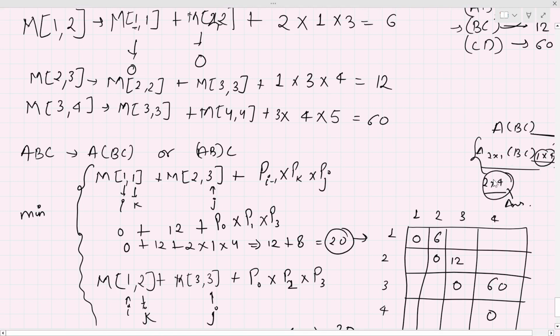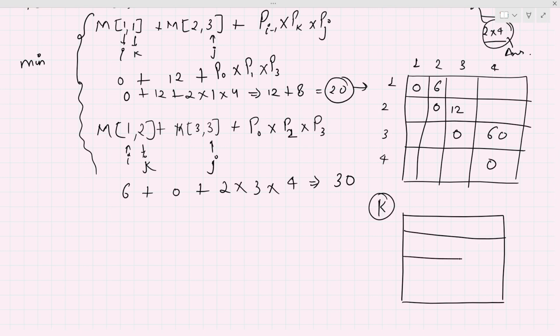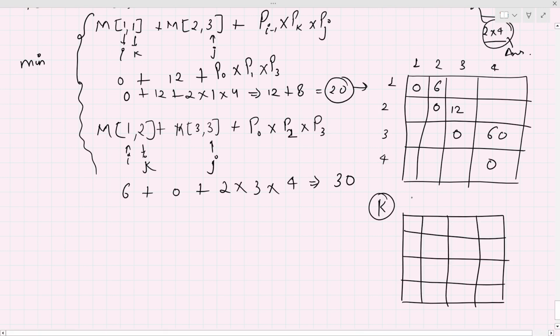Okay, now after solving this whole matrix, after solving this whole multiplication, what we have to do is find the correct combinations. So for that we have to create another matrix. This matrix determines the combination. Okay, the value of k determines the combination. So we have 4 matrices, so we have to create 4 blocks as well. Now 1 2 3 4, 1 2 3 4.